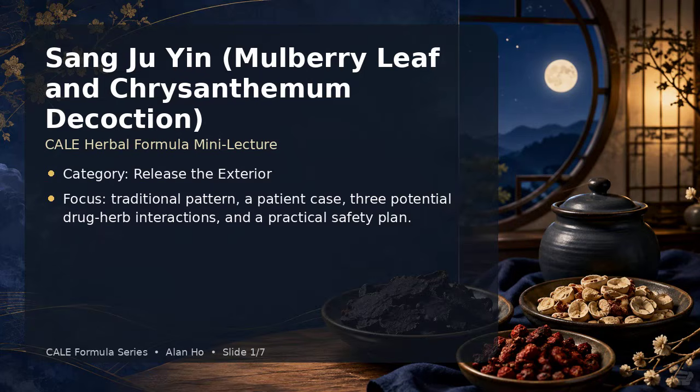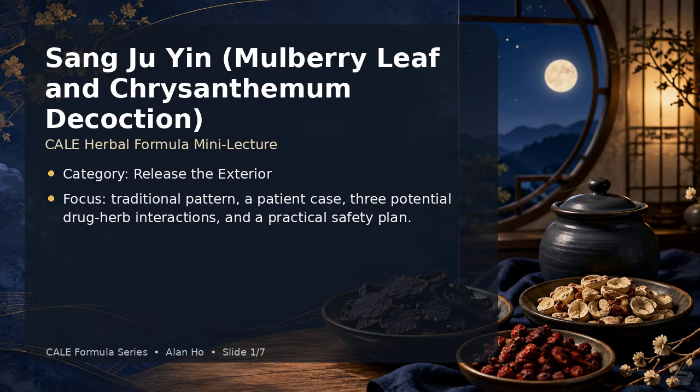Hello everyone. This presentation is on Sang Ju Yin, also called mulberry leaf and chrysanthemum decoction. It appears on the California Acupuncture Board Examination Herbal Formula list. I will review its traditional pattern, a short hypothetical patient case, 3 potential drug-herb interactions, and a practical management plan.